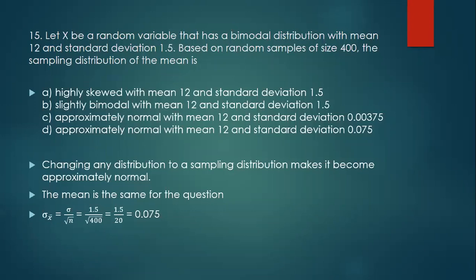Remember that the standard deviation for the sampling distribution of the mean is given by the population standard deviation divided by the square root of our sample size. All we're going to do now is plug in our values. We know that our population standard deviation is equal to 1.5 and our sample size is 400. So it's equal to 1.5 over the square root of 400, which is 20. So 1.5 divided by 20 is going to be equal to 0.075.